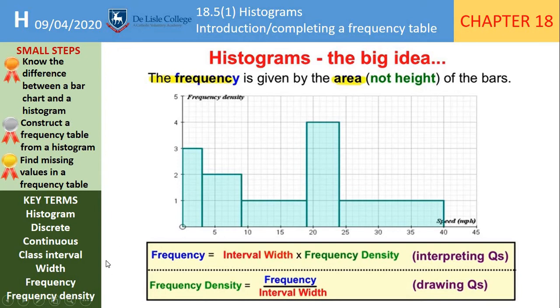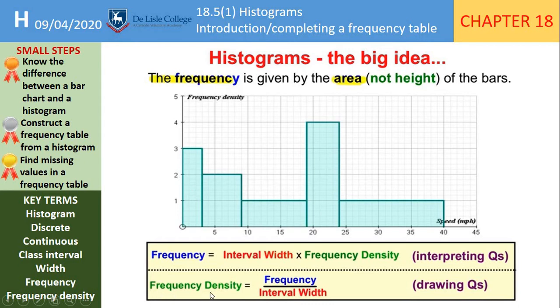These are two very important formulae which I would like you to pause the video and write down. The first one is that the frequency is equal to the interval width, sometimes known as the class width, multiplied by the frequency density. So if I wanted to work out the frequency for this bar here, I would do 3, as this is the class width and the width of the bar, multiplied by 3, which is the frequency density. So the area of this bar is 9, and this would be the frequency for this bar.